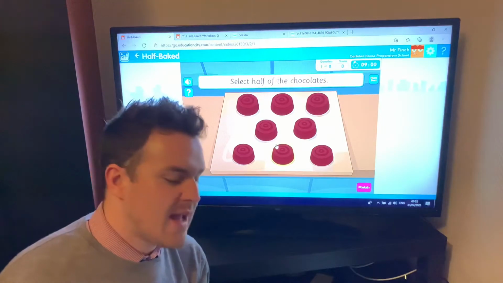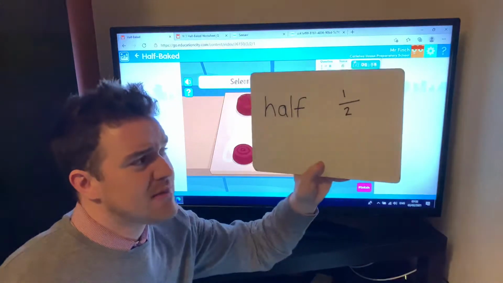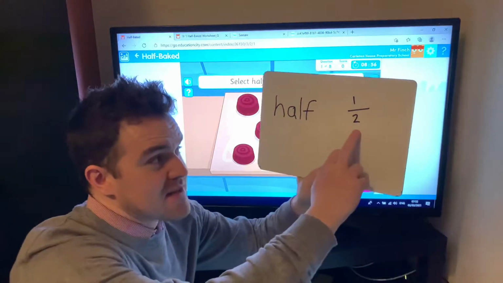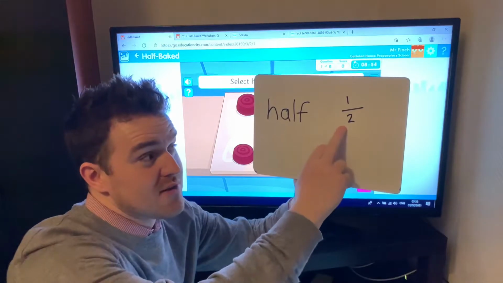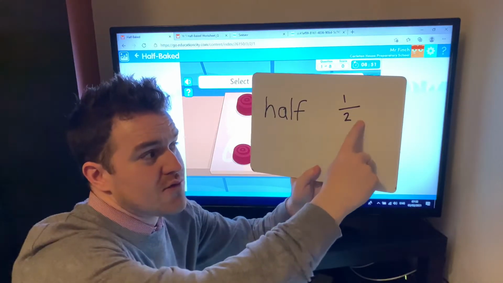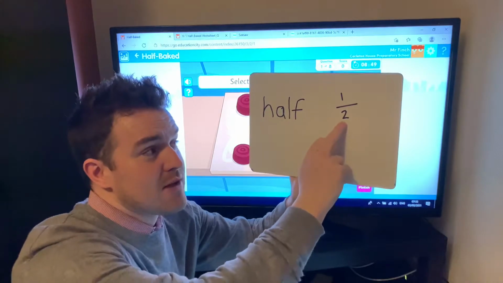So we have two different ways of writing half. We have the word and we have the symbol, and remember the maths, the number version of it, the symbol, is 1 part of 2, because when we're cutting something in half, we cut something in 2.